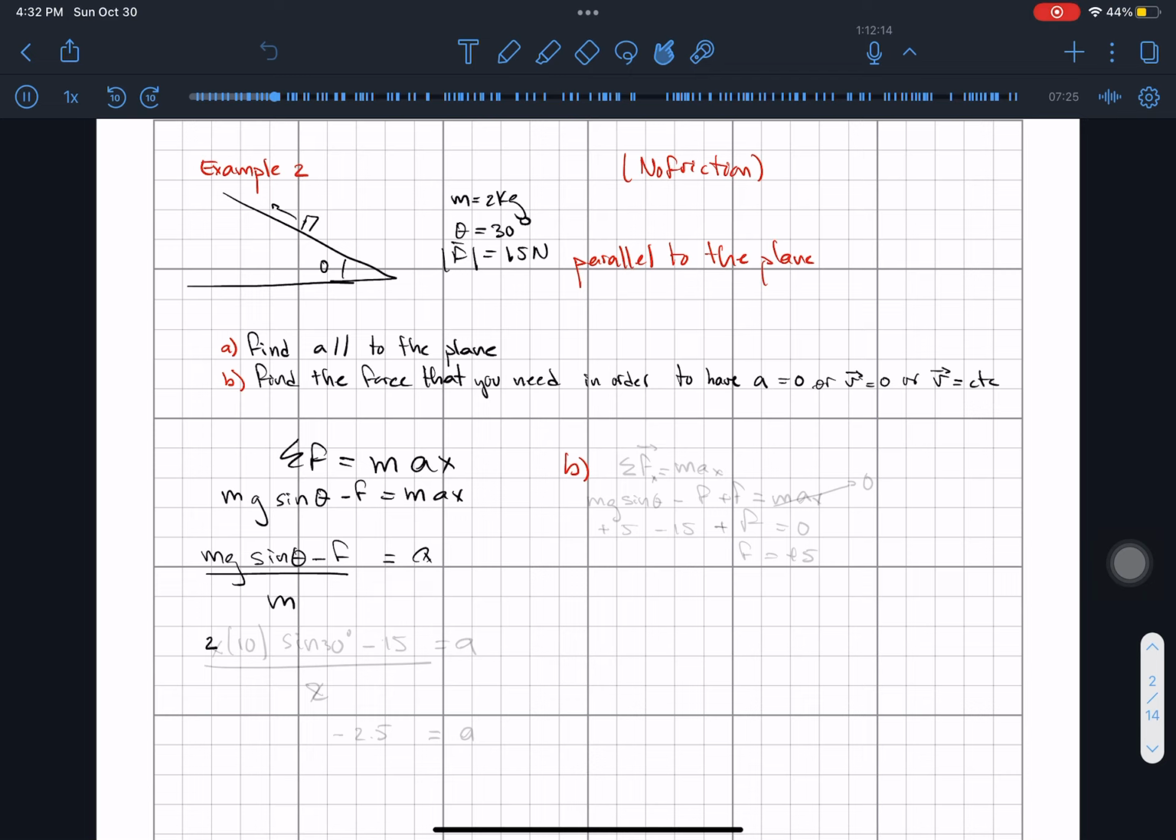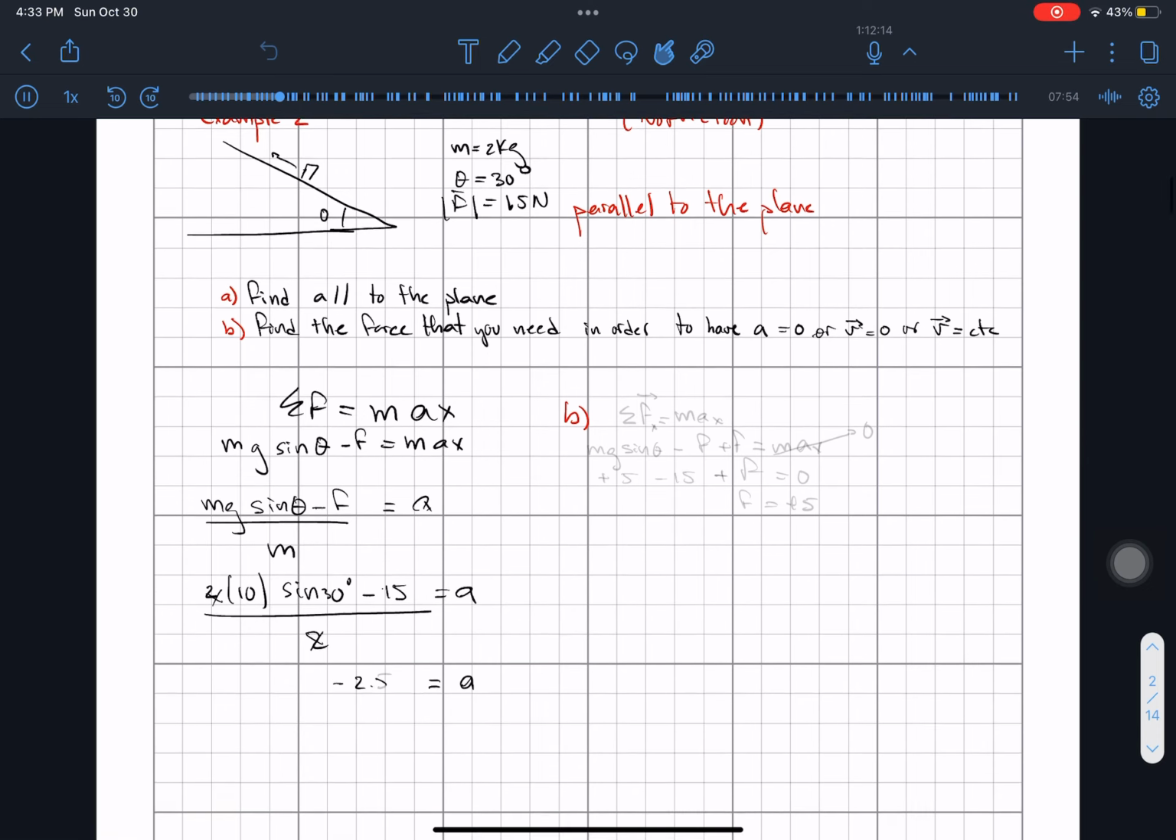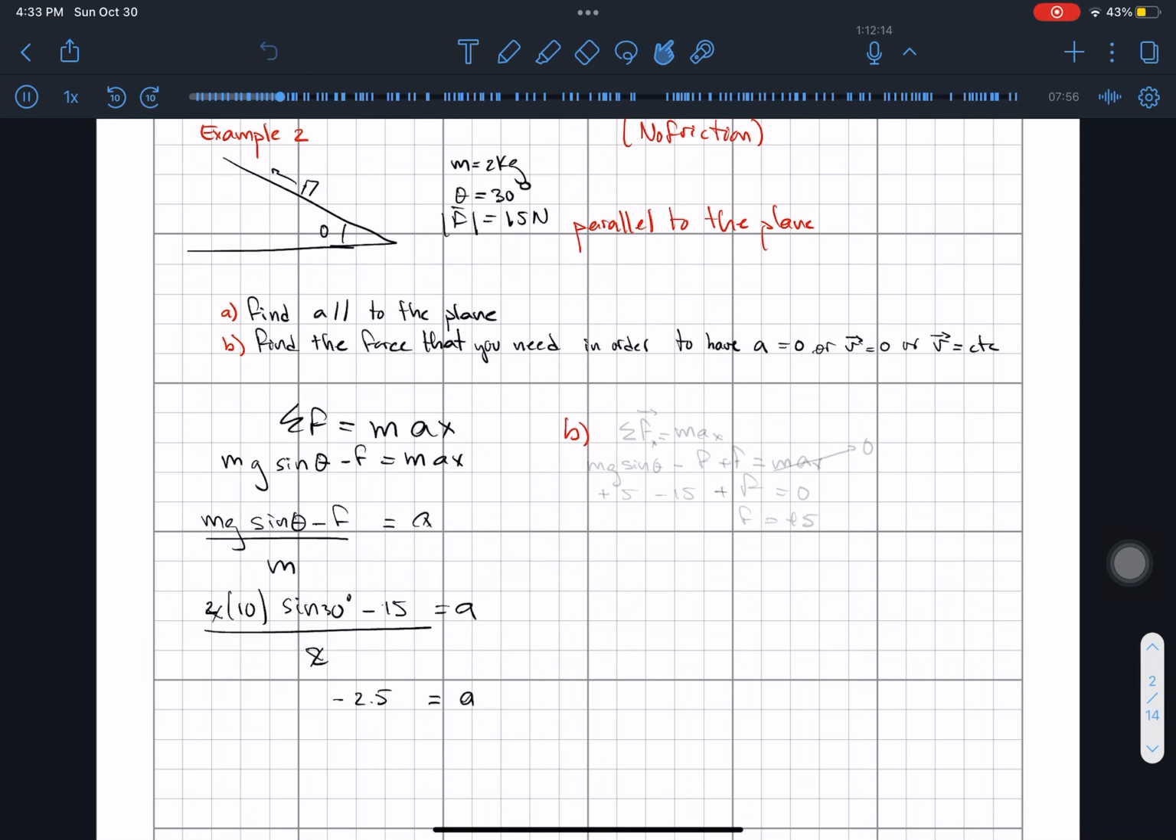2 times gravity, which is 10, times the sine of 30 degrees, minus 50, the force, over 2. So the acceleration is going to be equal to minus 2.5.